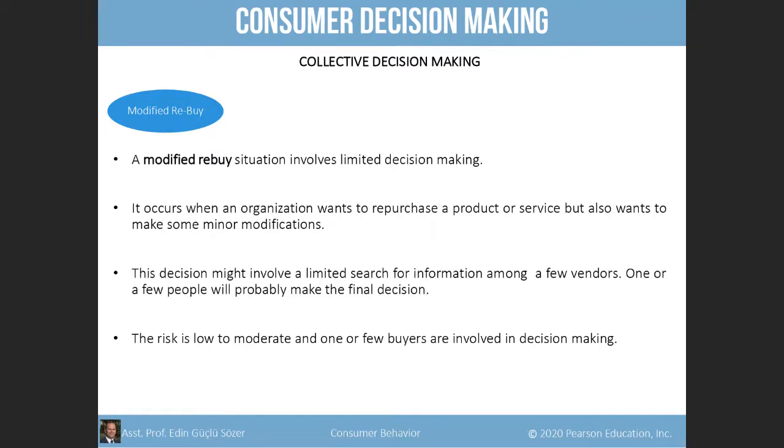The modified rebuy, by the way, is what we have when we change the vendor or the product type or the content of the product. When there is a considerable change, then it is a modified rebuy. But the product is again the same. We are repurchasing the product, but we make some modifications. And maybe we change the vendor also. This is called a modified rebuy.